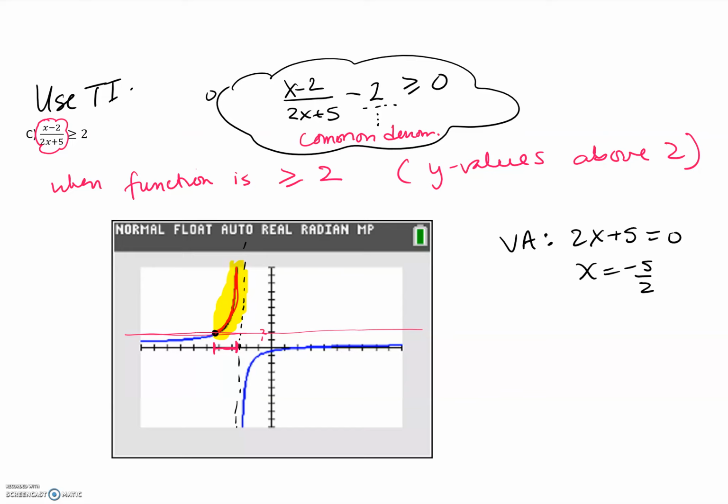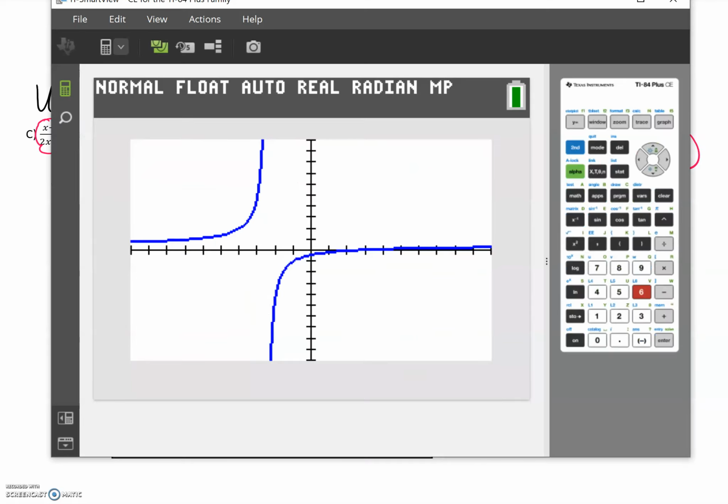Y equals 2 is my reference point because of this 2 on the right-hand side of my inequality, because I chose to just compare it to 2 as opposed to moving the 2 over, doing all the math and comparing it to 0. Now let's go back to the TI and see how we can do that.